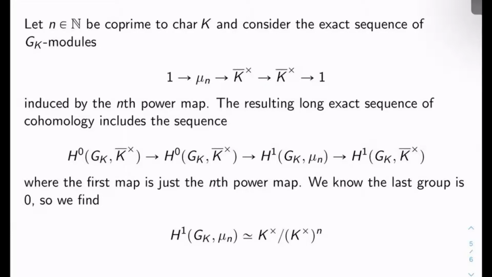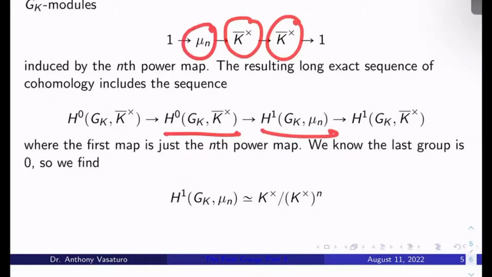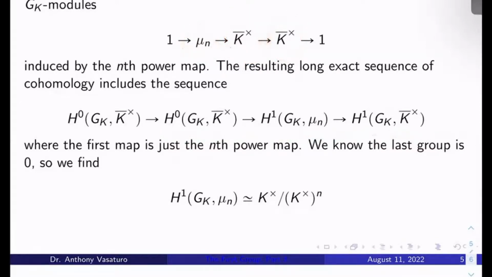Okay, now the resulting long exact sequence of cohomology that we talked about one or two videos ago includes the following chunk: H0 of G_K with coefficients in K-bar cross, to H0 of G_K with coefficients in K-bar cross, to H1 of G_K with coefficients in mu_n, to H1 of G_K with coefficients in K-bar cross. Now this first map is just the nth power map as we just discussed. And we know this last group is 0 by Hilbert's theorem 90.